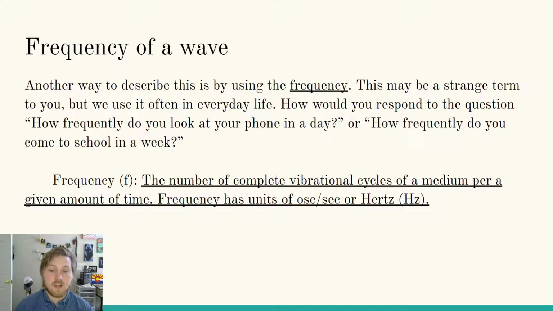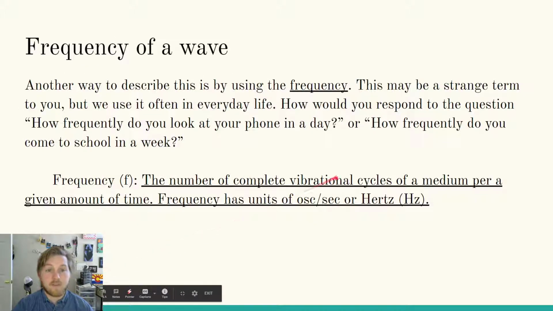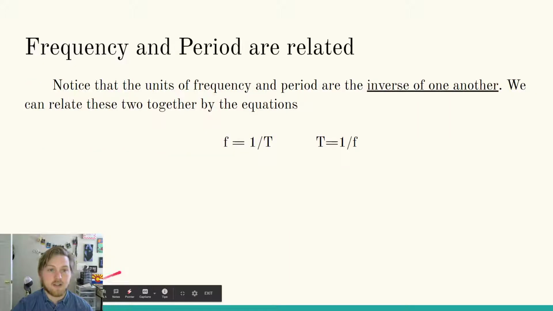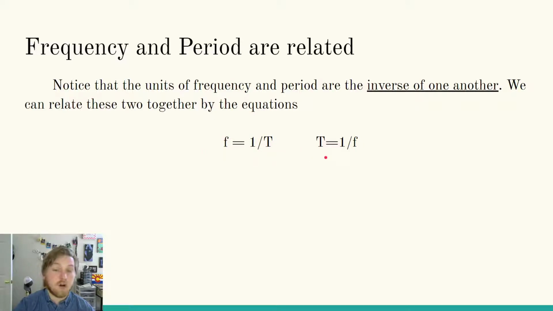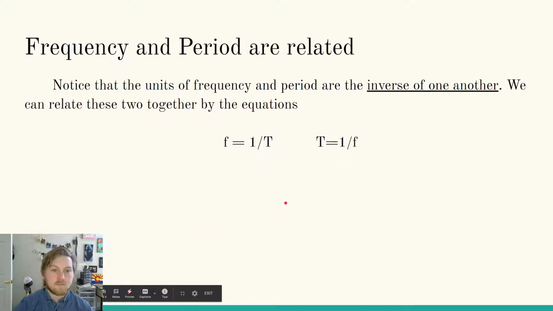So frequency has units that are inverse of period, right? It's oscillations per second. If we go back, it was seconds per oscillation. So if I want to find the frequency, we can just do the inverse. If I want frequency, all I got to do is 1 over the period. If I want the period, all I have to do is 1 over the frequency. So that way I'm flipping these units back and forth. Okay. So frequency is helpful, period is helpful, and we're going to see how those are used in terms of waves in a little bit more detail right now.